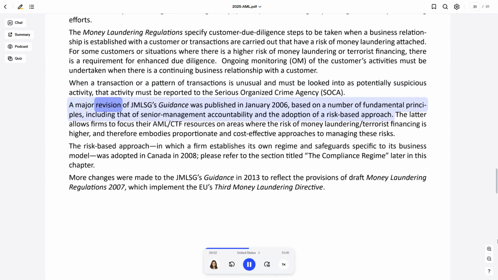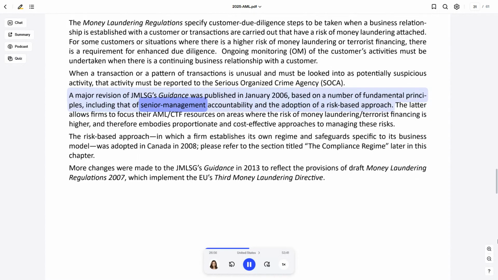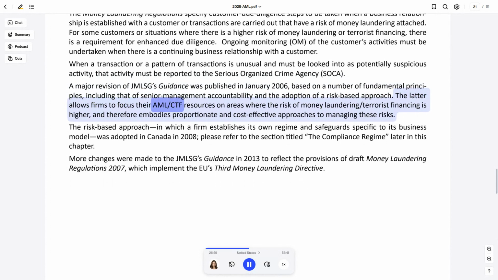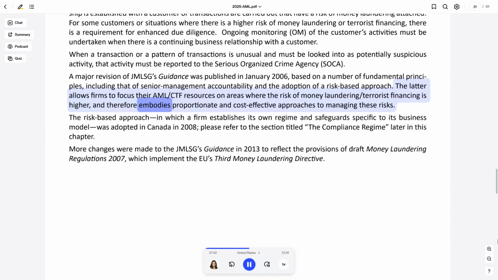A major revision of JMLSG's guidance was published in January 2006, based on a number of fundamental principles including that of senior management accountability and the adoption of a risk-based approach. The latter allows firms to focus their AML/CTF resources on areas where the risk of money laundering and terrorist financing is higher, and therefore embodies proportionate and cost-effective approaches to managing these risks.